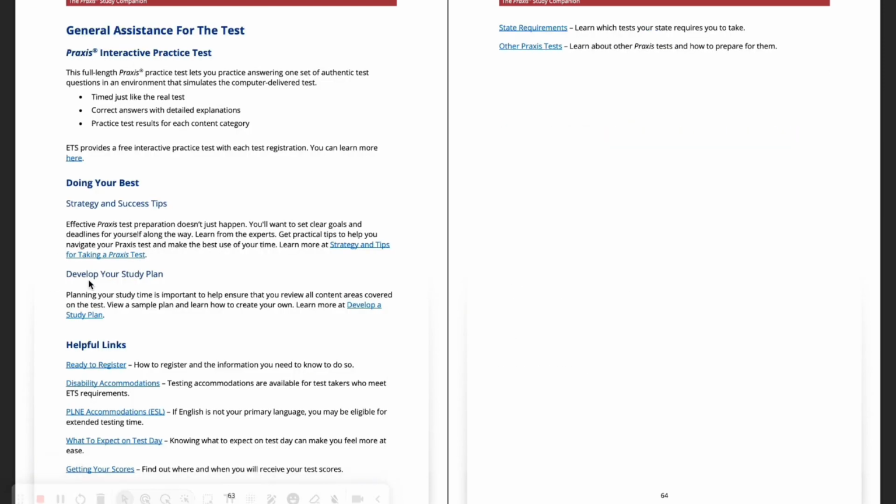Then ETS provides you with all types of resources and information. Now, they do have paid resources, but they really have a lot of great free resources. And again, this is why your study companion is the number one resource to help you prepare to take any Praxis exam. Remember, all Praxis exams come with a study companion.